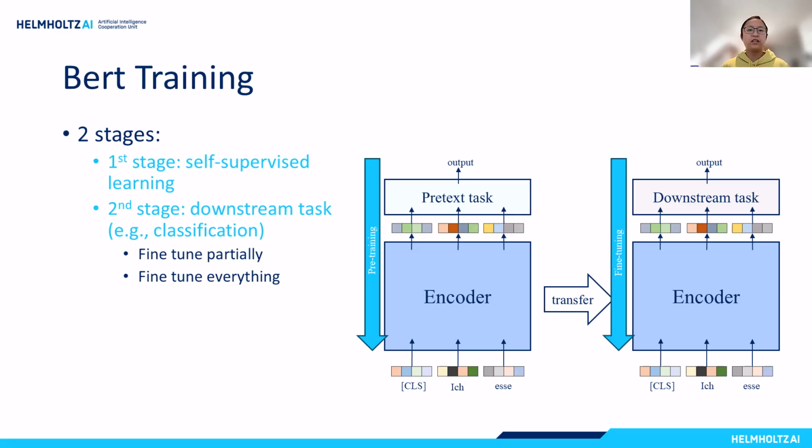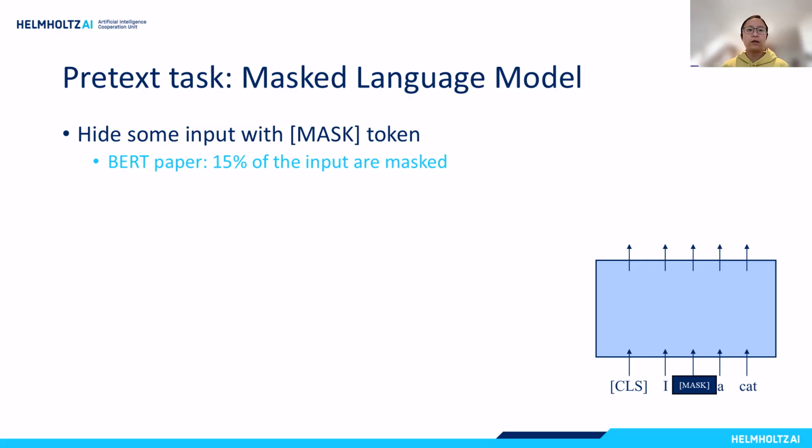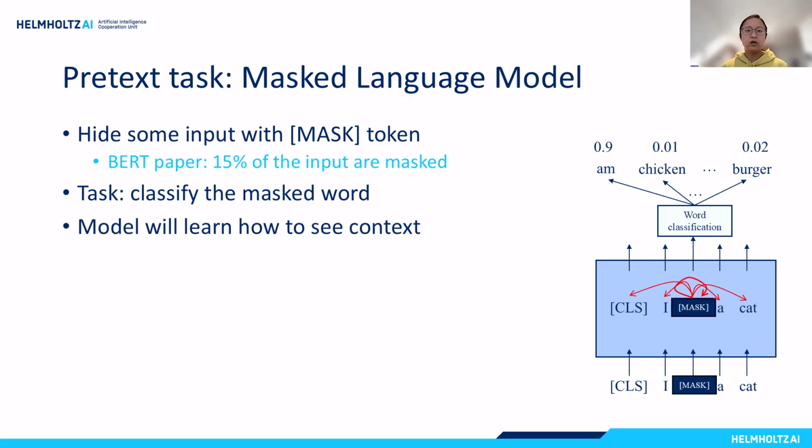There can be many kinds of pretext tasks that we can use to train the encoder in the first stage. One example is the masked language model. Given this input, some of the words are hidden and so changed to a mask token. The BERT paper mentioned they mask 15% of the input. For the mask token output feature, we have a word classification layer, so the model has to guess what the masked word is. Training like this will let the model learn to see context.